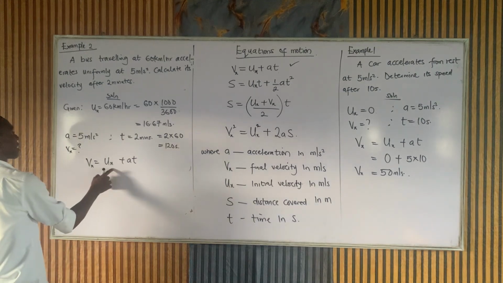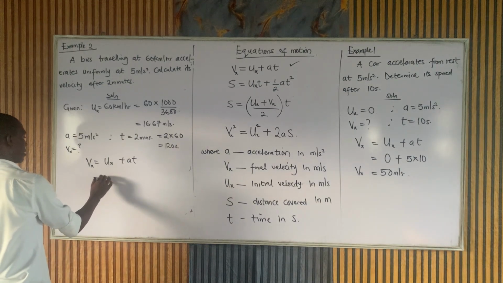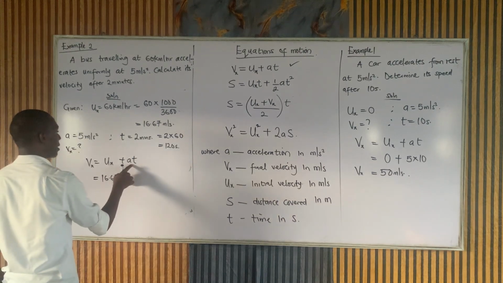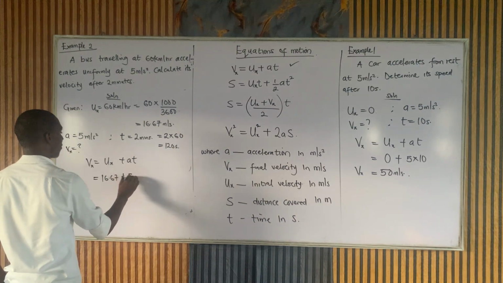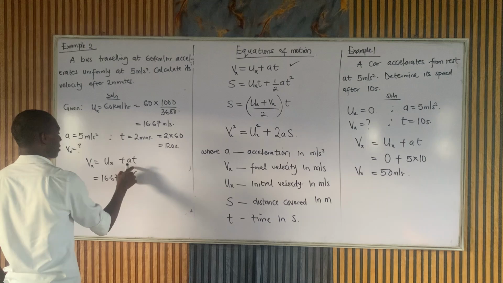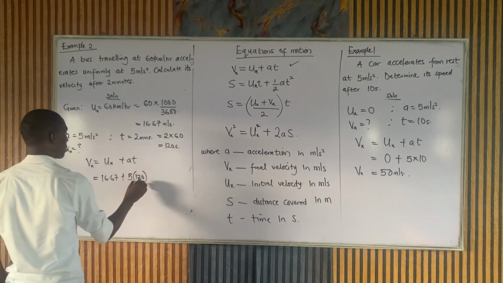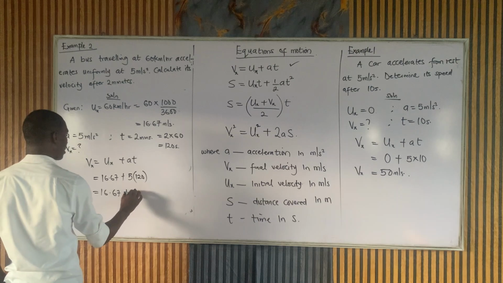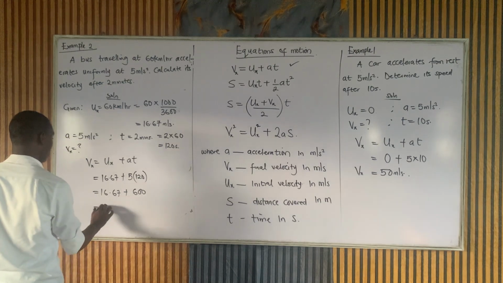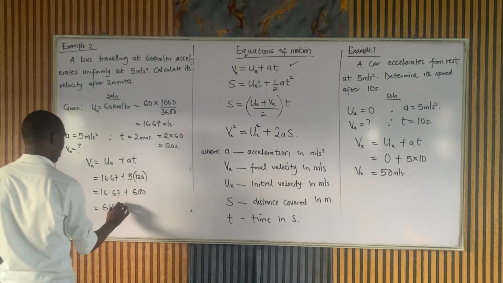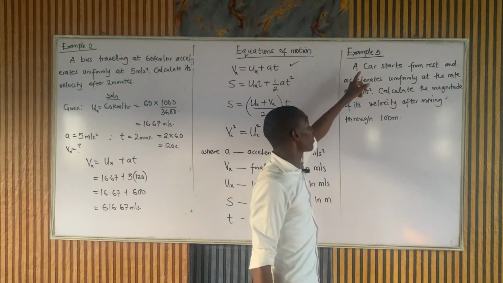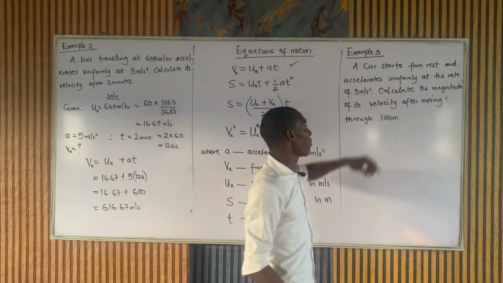What's our U now? 16.67, plus our A, which is acceleration 5, multiplied by T, which is 120. So this will be 16.67 plus 600, and this will be 616.67 meters per second.